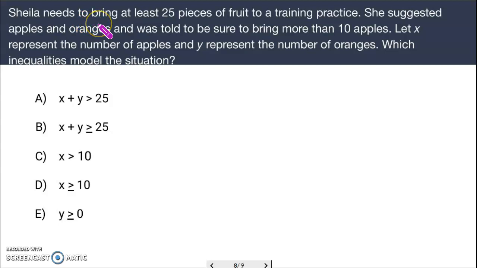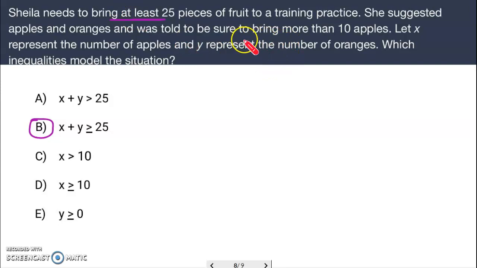Alright, and then this one's a little different. It says Sheila needs to bring at least 25 pieces of fruit to training practice. She suggested apples and oranges. She was told to be sure to bring more than 10 apples. Let X represent the number of apples, Y represent the number of oranges. Which inequalities model the situation? At least: even though it has the word least in it, when you see at least, it means go with greater than or equal to. So X and Y, apples and oranges combined, have to be greater than or equal to 25. B satisfies that. If you add them together, they're at least 25, so 25 and up.